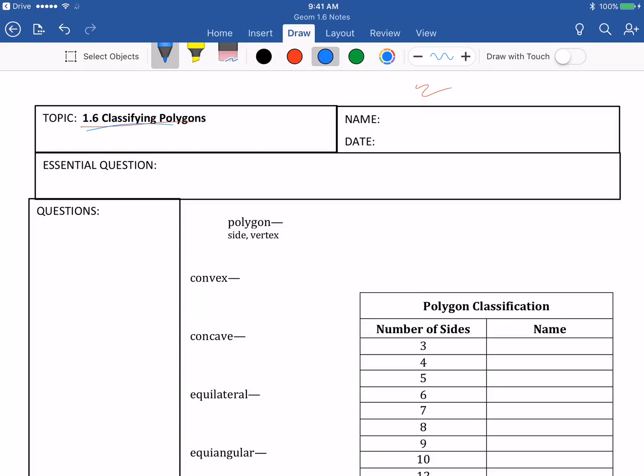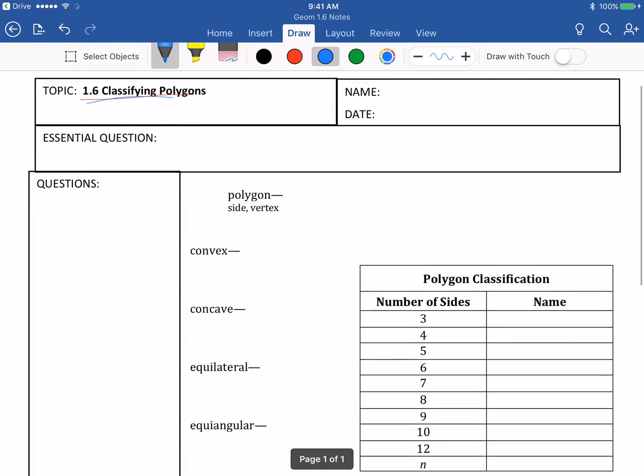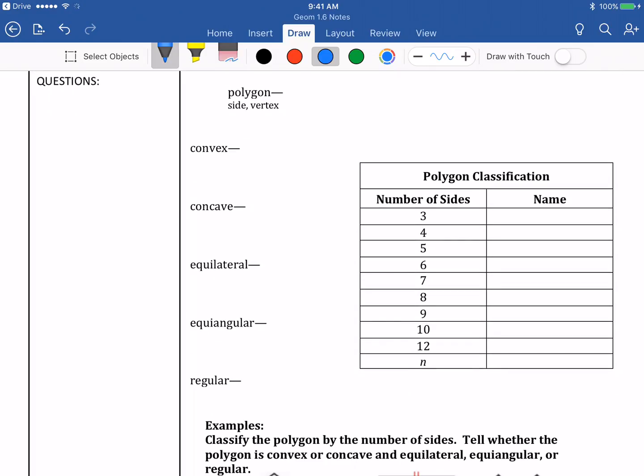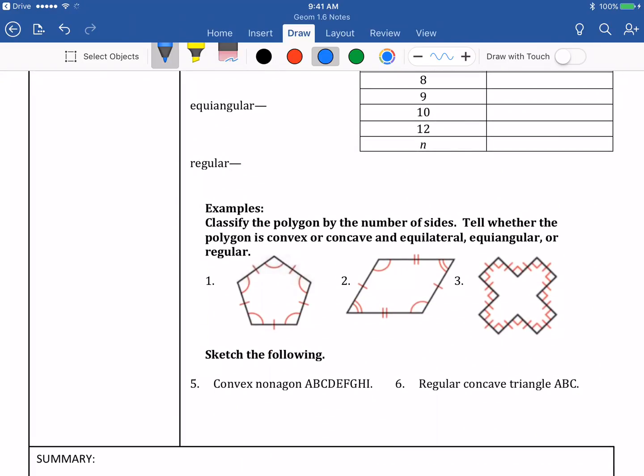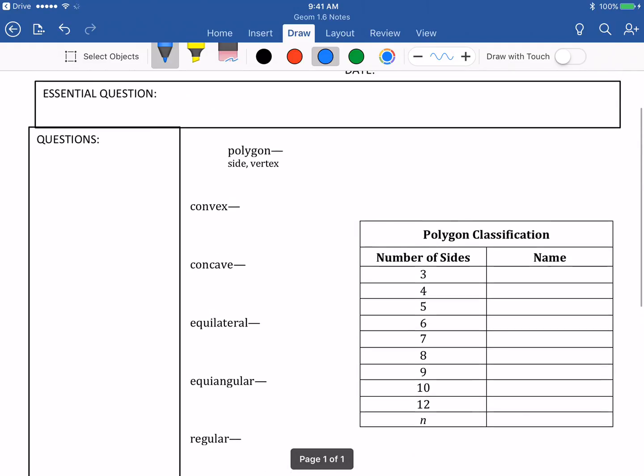Alright, so let's take a look at these notes here. We're talking about polygons, some convex, some concave, some different vocab words here, and then we have some pictures and some examples of these polygons down here, as you can see. Alright, so we're going to talk about what those are.